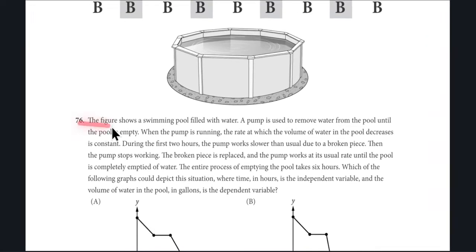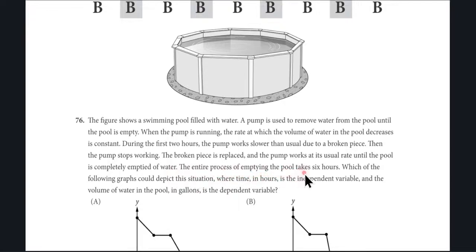It's given over here that a figure shows a swimming pool filled with water, and the pump is used to remove water from the pool until the pool is empty. When the pump is running, the rate at which the volume of water in the pool decreases is constant. During the first 2 hours, the pump works slower than usual due to a broken pipe. Then the pump stops working. Then the broken pipe is replaced and the pump works at a usual rate until the pool is completely emptied.